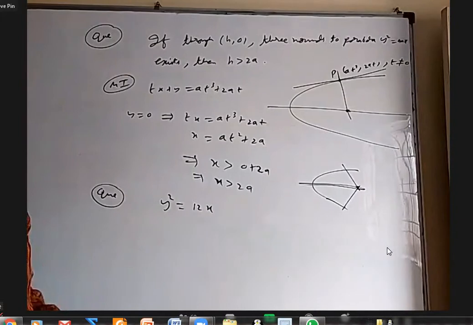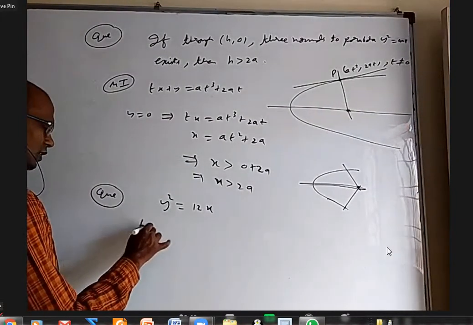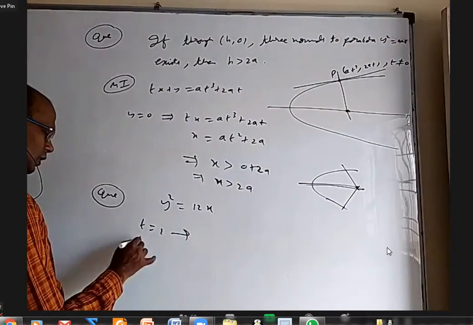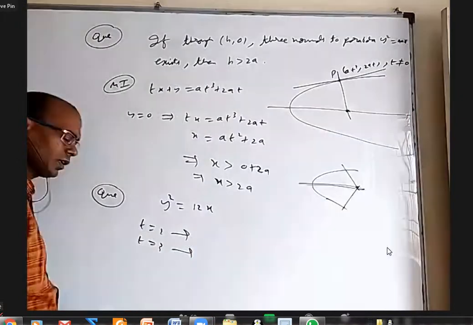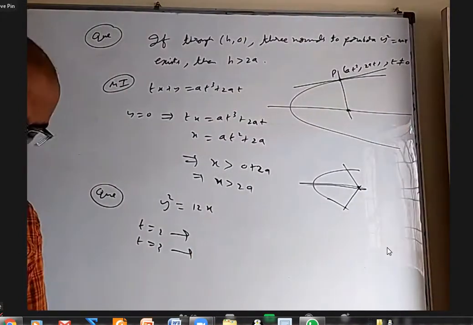Take y square equal to 12x. Take t equal to 2, find the normal there. Take t equal to 3, find the normal there. Solve them and tell me the point of intersection.